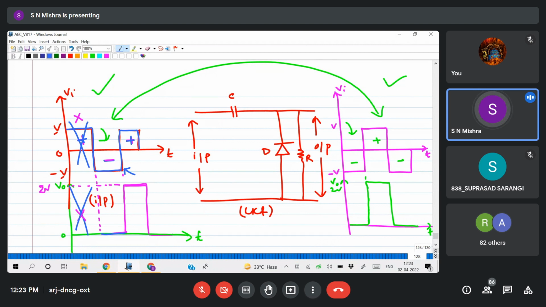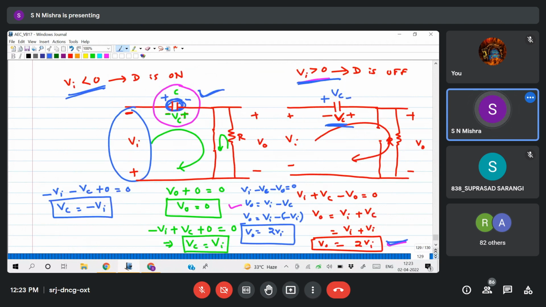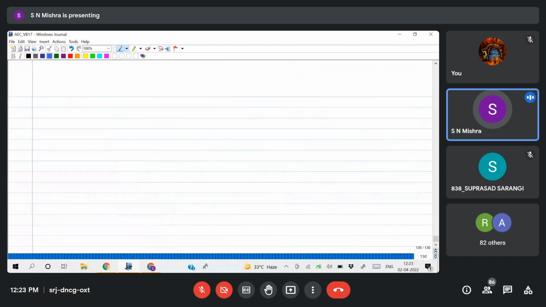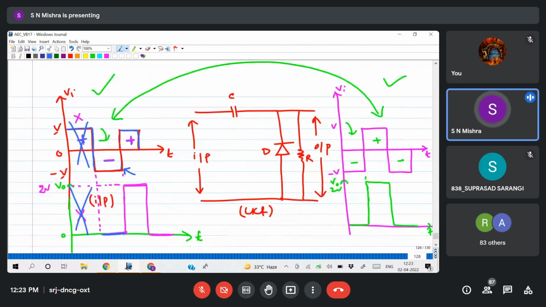My analysis starts with this negative half cycle. We're getting 0 volt here. Understood? Yes sir. Then we'll go for the positive half cycle. In the positive half cycle, I'm getting 2V, then 0, then 2V, like this it will continue.